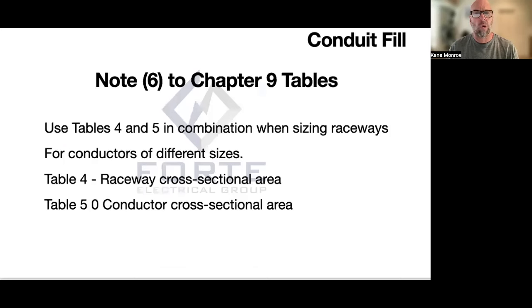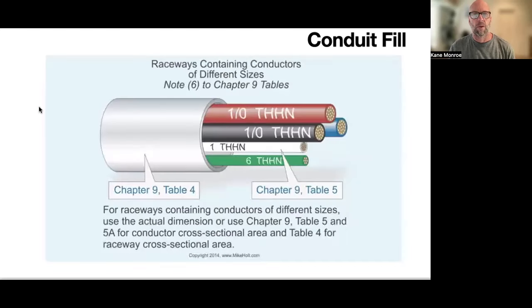All right. So just remember, table 4 is the raceways. Table 5, you've got the conductor cross-sectional area. So this is what we kind of look like right here. We've got the 3 1-aughts, the number 1 THHN as your grounded conductor, and your number 6 THHN as your grounding conductor. So table 5 here, and then we go to table 4 because we're looking for the RMC right here. So table 4, table 5.